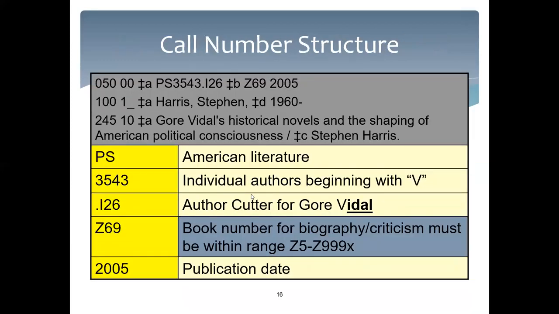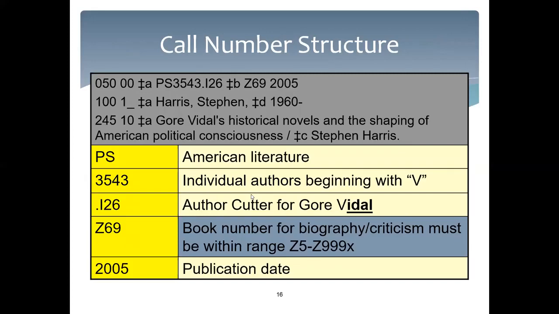And then finally, the date of publication. So another example, this is writing about a biography, a criticism about Gore Vidal. So it's not going to be under Gore Vidal as a book number because it's not a book that he wrote. This is something about him. So that's where you get that PN to PZ40 table, that table that you're going to consult.